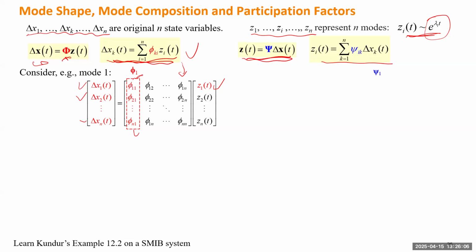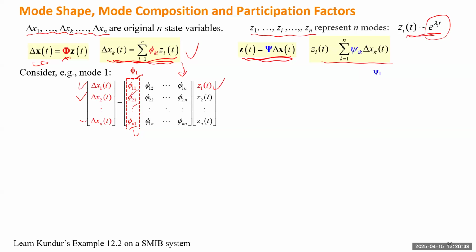So if we focus on just a single mode, that mode has representations at all state variables. Their representations really depend on what those phi elements are. If that phi element is too large, this mode will have a bigger activity in the final state variable. If this phi is close to 0, that mode is almost not visible from that state variable.